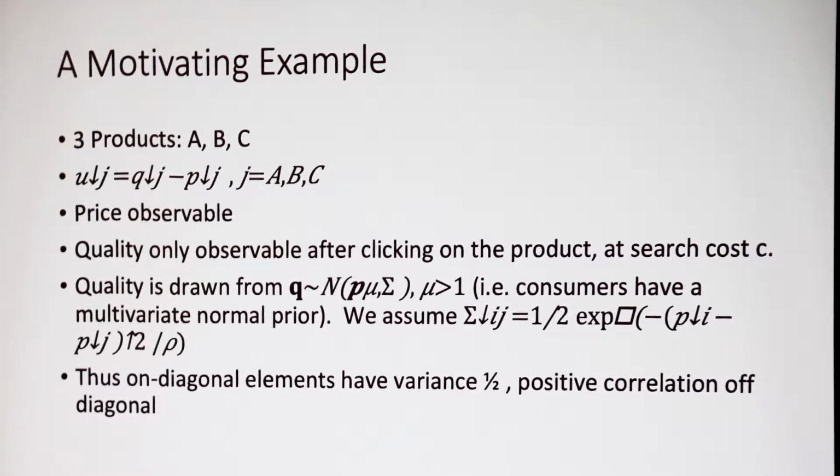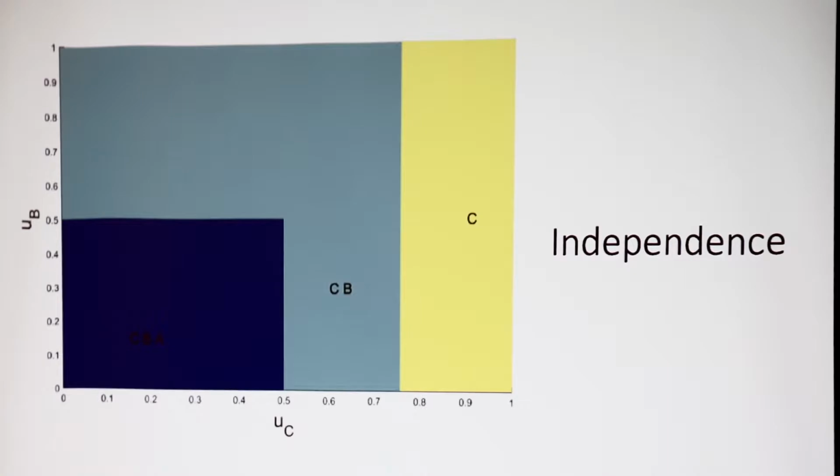Quality is something you can only see if you pay the search cost C. But people know that quality is generally increasing in price. So quality is drawn from some normal distribution, multivariate normal, where it's price times some parameter mu that's above 1. And there's some correlation matrix which has positive correlation. What's the optimal search strategy?